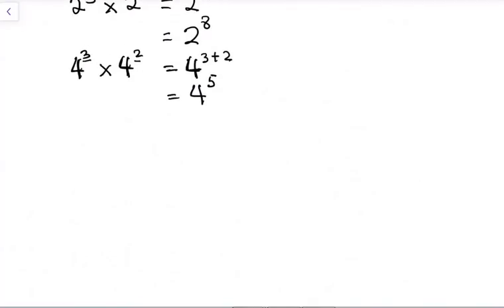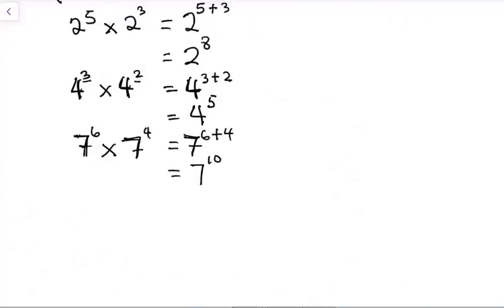And in the third case, we have 7 raised to power 6 multiplied by 7 raised to power 4. Remember again, the same base number. Because of that, we can now add the indices, 6 plus 4. So 6 plus 4 gives us 7 to the power of 10.